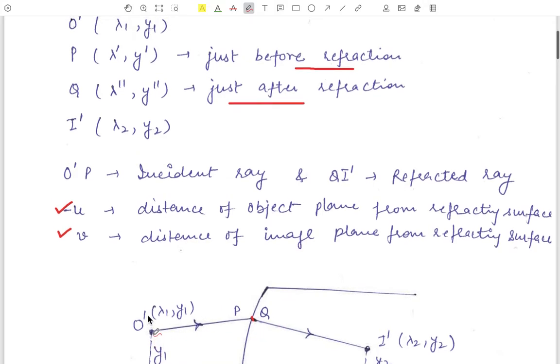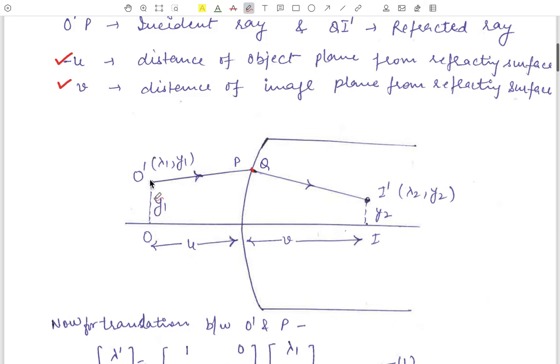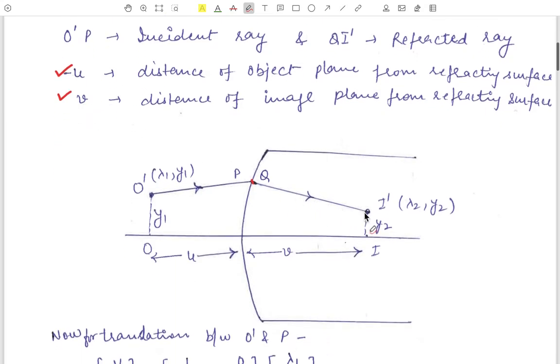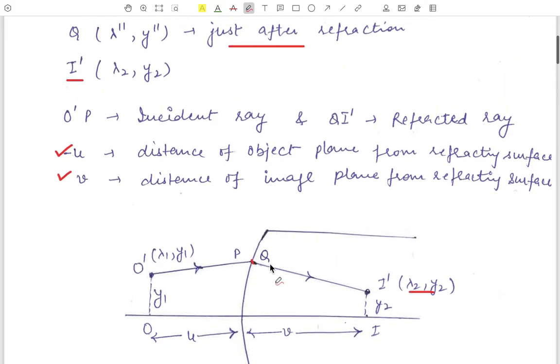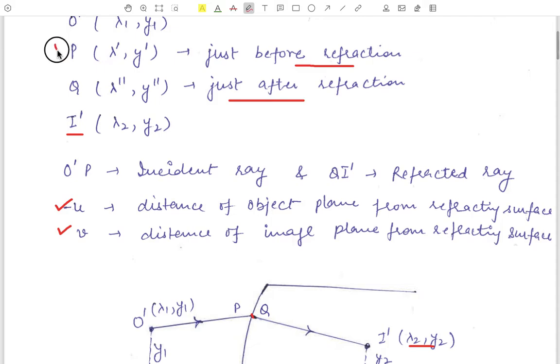Now we define the coordinates of these points. So the coordinates of point O dash are lambda 1, y1. Okay, this y1 is the distance of this point O dash from the axis. Similarly, the coordinates of point I dash are lambda 2 comma y2, and this y2 is the distance of this point I dash from the axis. Now the coordinates of point P and point Q, that is the point just before refraction and just after refraction. So let just before refraction the coordinates of point P be lambda dash, y dash, and just after refraction the coordinates of point Q be lambda double dash comma y double dash.